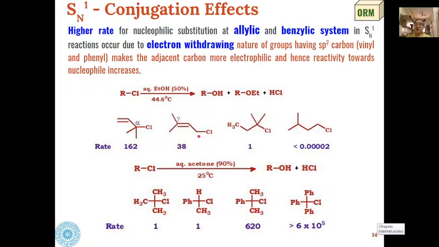Similarly here, the carbocation which will be formed will be a primary carbocation, and because of the presence of this double bond, this will shift to this place and carbocation will become a tertiary carbocation. So there is a possibility of rearrangement because of the allylic nature of this bond, and that is why the rate of reaction is 38.